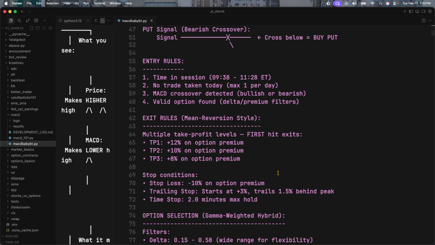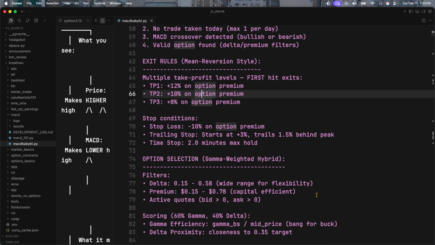And this is how we're going to exit. This is a little bit of a mean reversion strat, right? So with multiple take profits, the first take profit level is going to be at 12%, the second take profit at 10%, and then the third at 8%. I'm giving the strategy multiple ways to exit, right? And then our stop loss is, at any one point in time, if the option is down 10%, get us out of the strategy. Don't hope and dream. And then our trailing stop is that whenever we're up 3%, we're going to trail 1.5% behind it so we can lock in some type of profit.